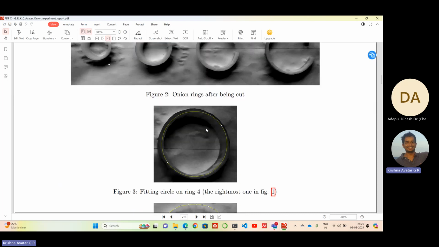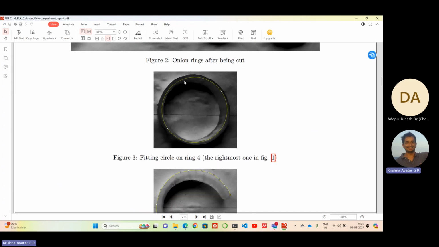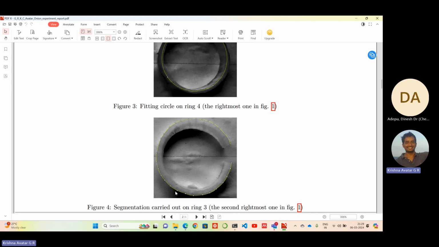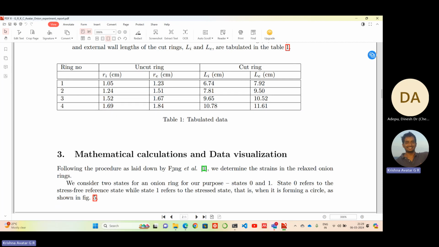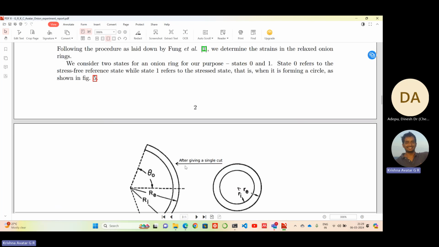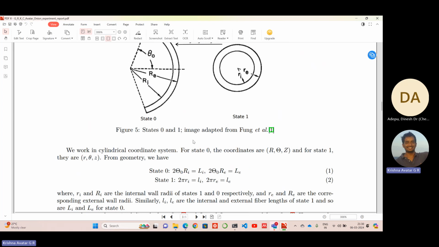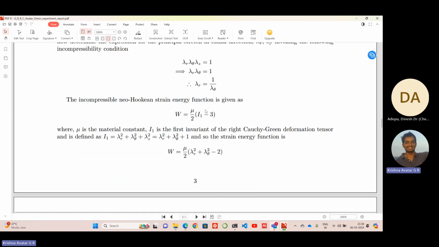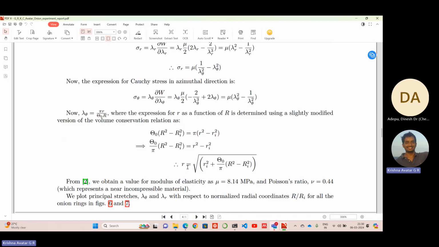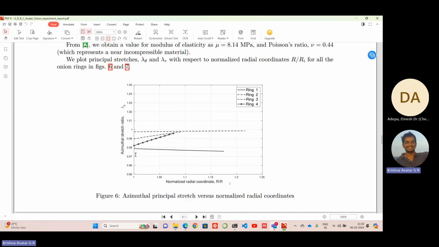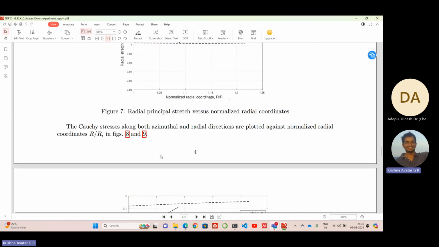So this is how I did it. We used ImageJ software, which was developed by an NIH lab in the US. Then I did all this tracing and measured it, then tried to use the Fung model. The Fung model is a very nonlinear model to model stress and strain. So I fed in the data, then used an incompressible neo-Hookean strain function, expanded all of this, and then tried to fit it and plotted some graphs using all that data.